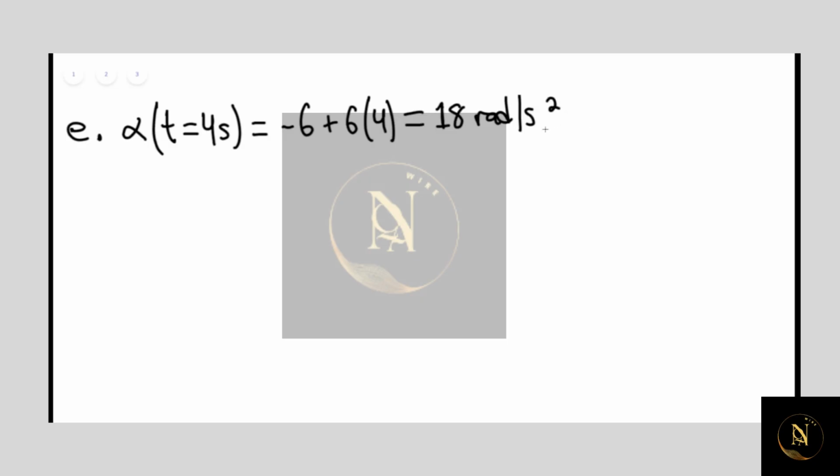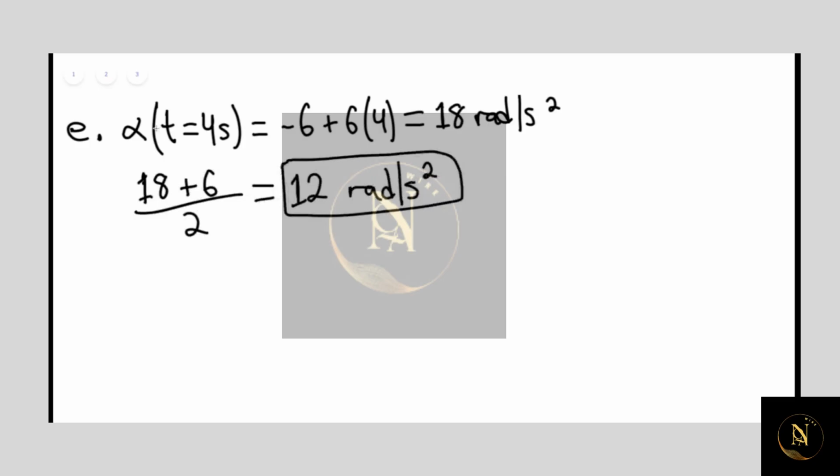And then we're noting that our answer for the average angular acceleration does turn out to be the arithmetic average of alpha sub 2 and alpha sub 4. But of course this won't always be the case. So we can say that 18 plus 6 divided by 2 is equaling 12 radians per second squared. And we note that this is giving us the same answer as before.